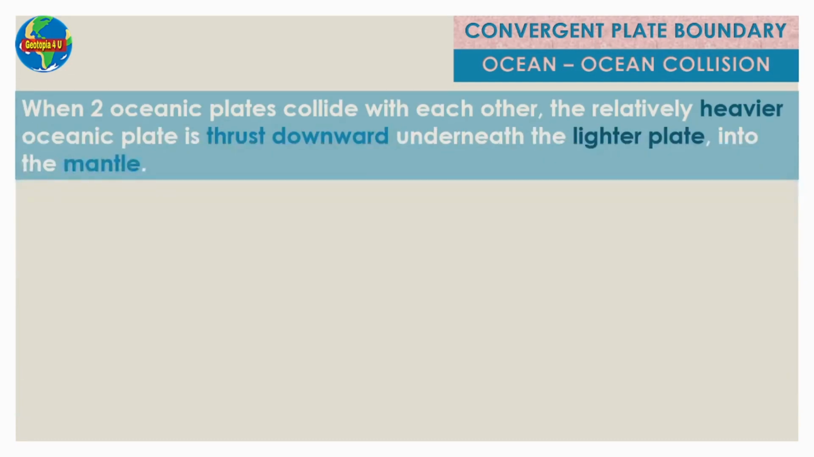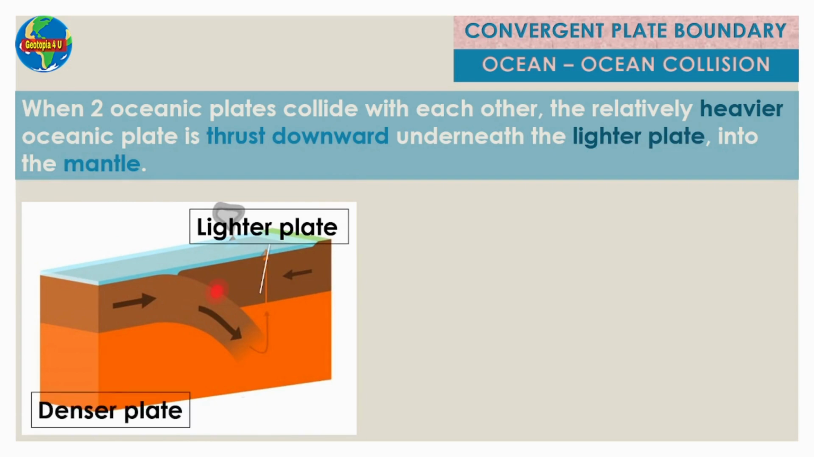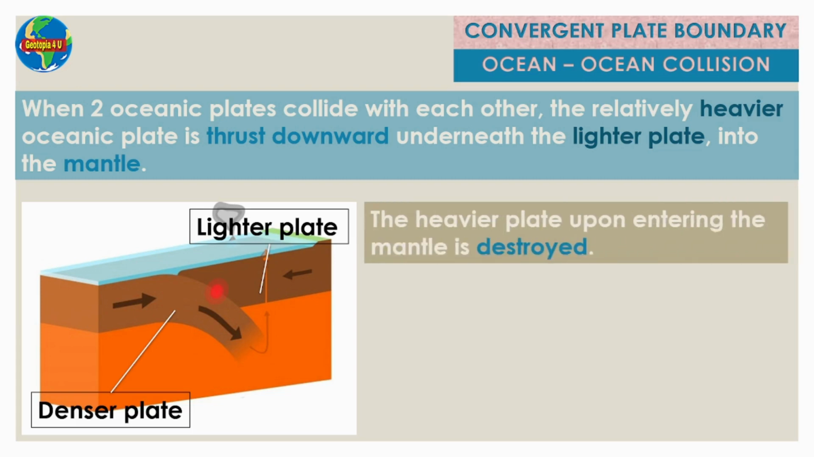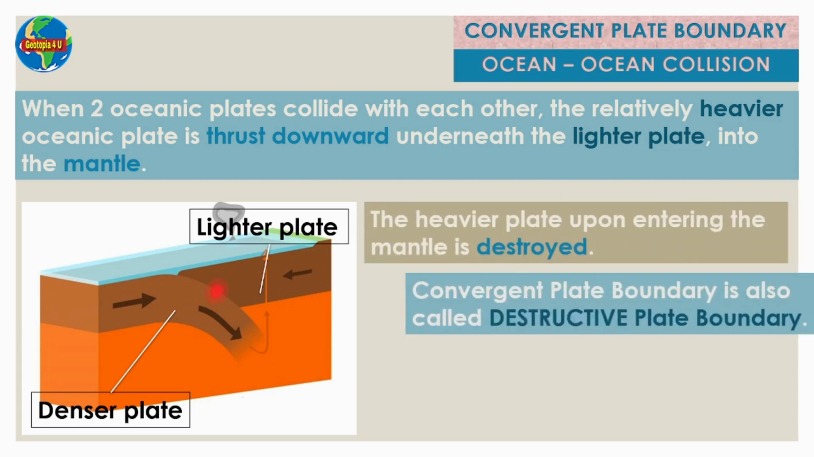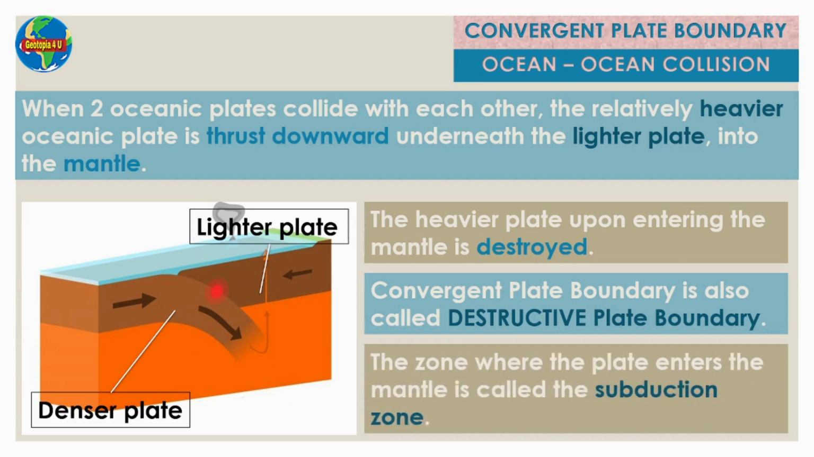Ocean-ocean collision. When two oceanic plates collide with one another, the relatively heavier oceanic plate is thrust downward underneath the lighter plate into the mantle. The heavier plate, upon entering the mantle, is destroyed. Convergent plate boundary is therefore also called destructive plate boundary. The zone where the plate enters the mantle is called the subduction zone.